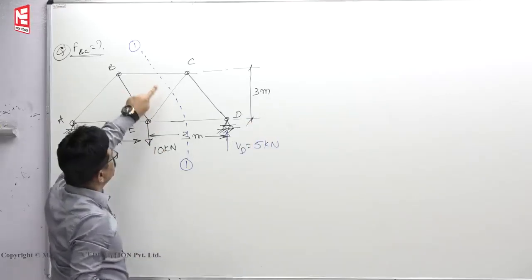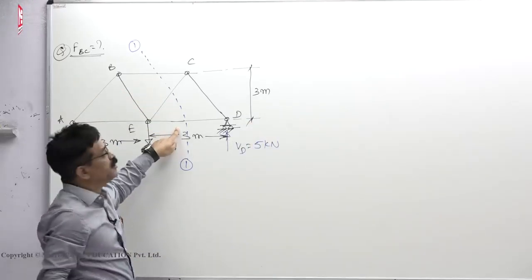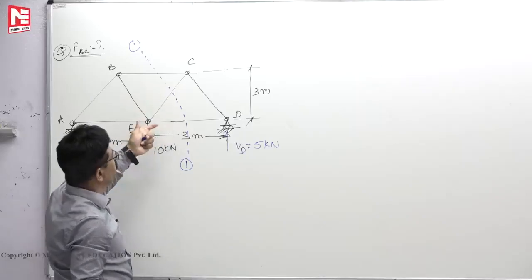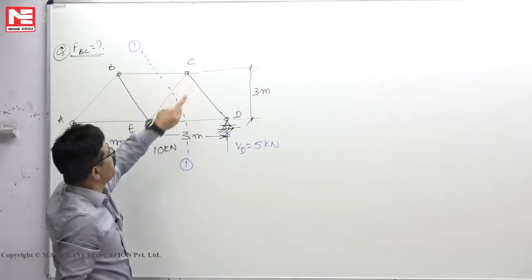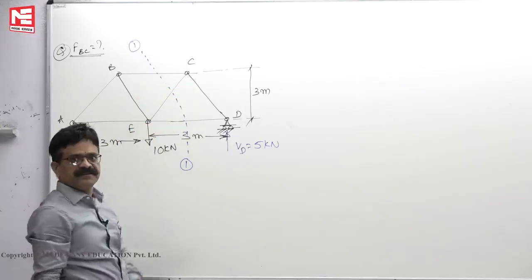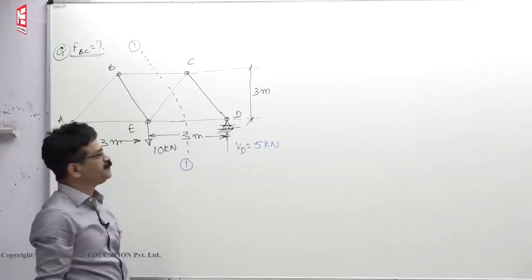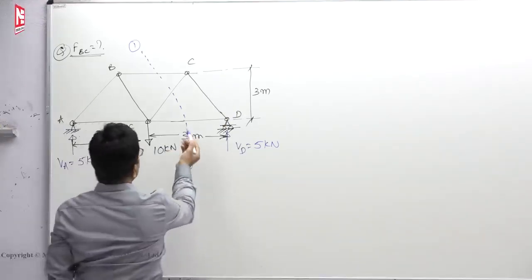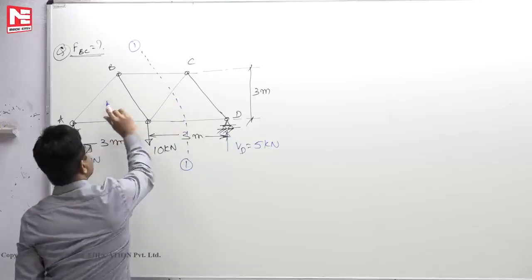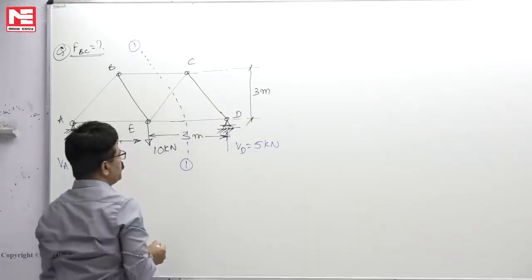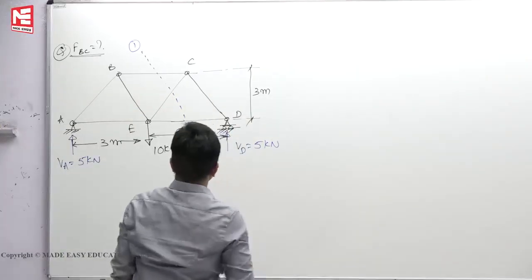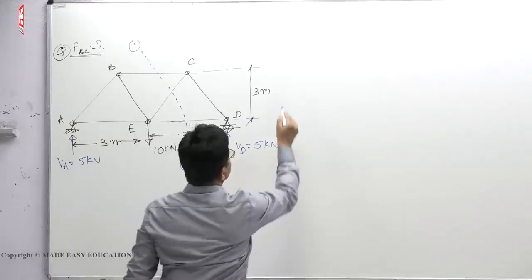Now, see, you didn't cut more than 3 members. All the cut members are not meeting at one point. These two are meeting here, but these two are meeting here. So, all conditions will be satisfied. Now, you can take equilibrium of either LHS of 1-1 or RHS of 1-1. We will consider, let us say, equilibrium of RHS of 1-1.